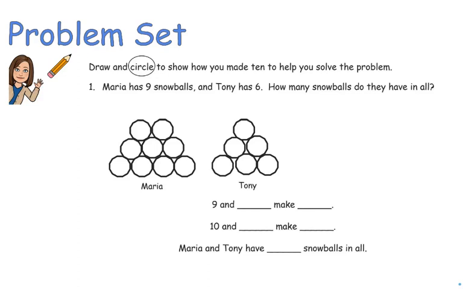So let's read the directions. It says, draw and circle to show how you made 10 to help you solve your problem. So we're going to circle a group of 10 again. So let me put that here. 10. And we're going to circle to make a group of 10. Now, let's read the problem. It says, Maria has 9 snowballs. 9 snowballs is important. We're going to underline that. And Tony has 6. So we're also going to underline that.